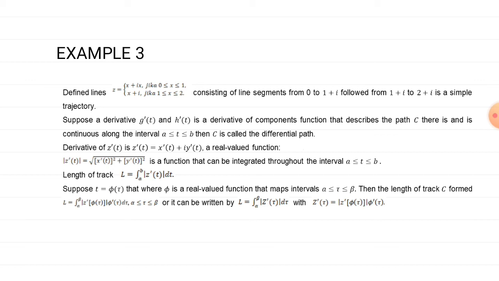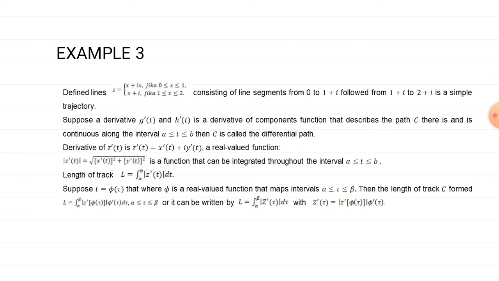A real valued function, the absolute value of C prime t equals the square root of x prime t squared plus y prime t squared, is a function that can be integrated throughout the interval a less than or equal to t less than or equal to b. Length of the track L equals the integral from a to b of the absolute value of C prime t dt.